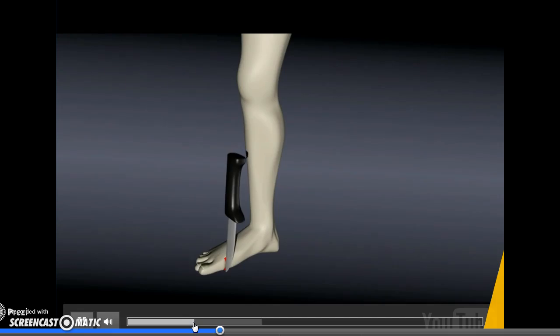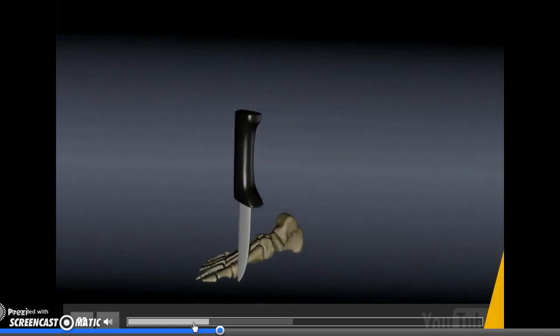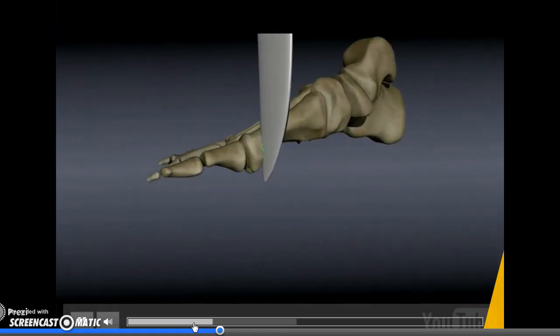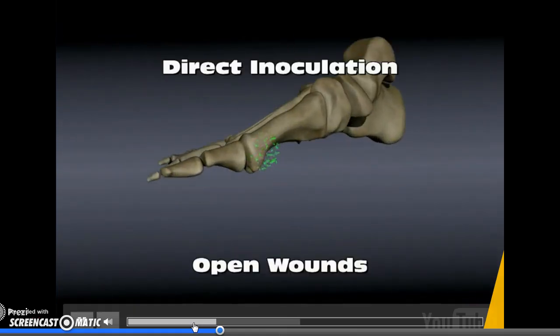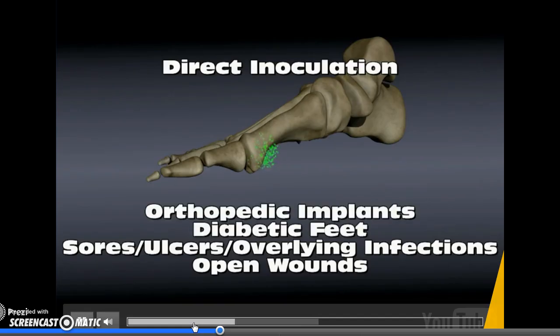There are bacteria everywhere. If bone is exposed to dirt, water, or even air, microorganisms may seed to the bone, begin to grow, and cause an infection. Bone may also be exposed to microorganisms in open sores and overlying soft tissue infections. People with diabetes often have sores on their feet that can become infected. Orthopedic implants such as plates, screws, and knee replacement prostheses make good places for bacteria to grow.